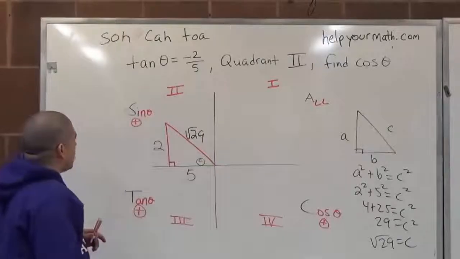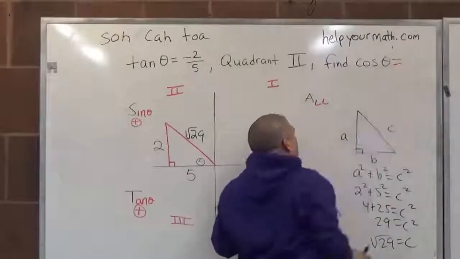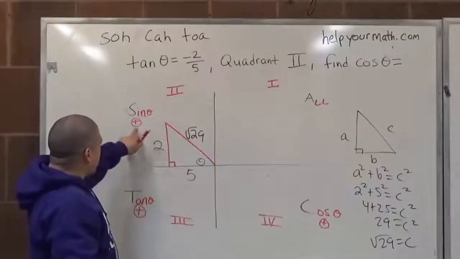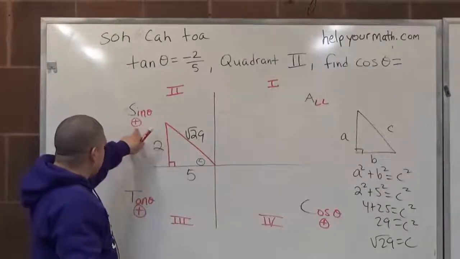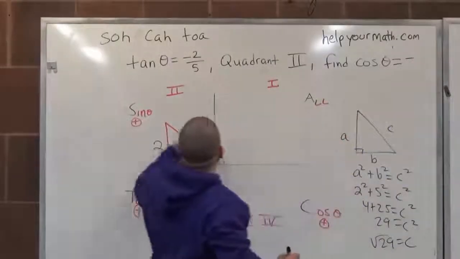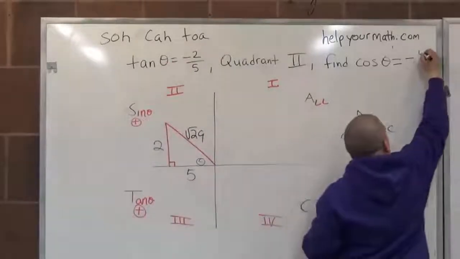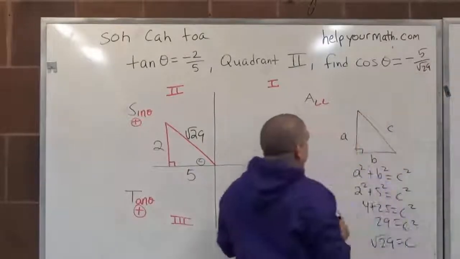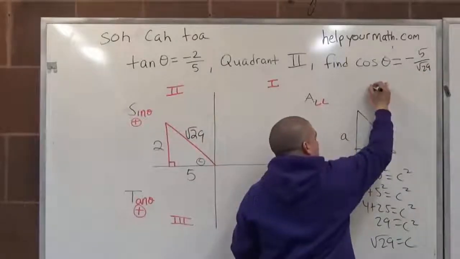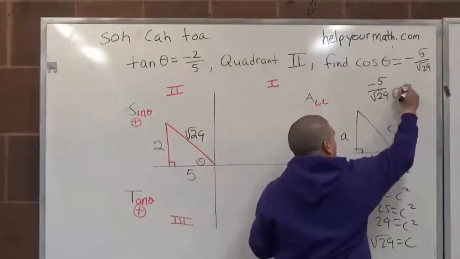So now I have this, and from here I can figure out the cosine. The cosine of theta: first let's focus on the sign. Only the sine function is positive in this region, so the cosine is negative. So the answer is negative. Cosine is adjacent over hypotenuse, so it's 5 over root 29. And we need to rationalize this. This is the answer right here, but I'm just going to rationalize it. Rationalizing means I'm going to get rid of the radical in the denominator.